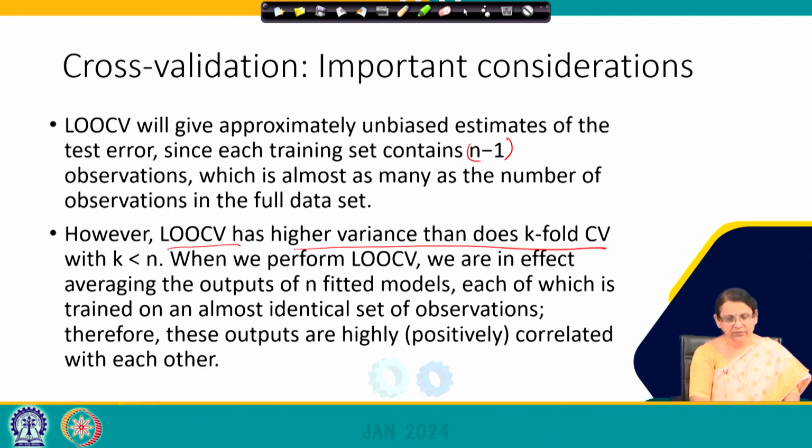Okay. So, which means when we perform leave one out cross validation, we are in effect averaging the output of n fitted models, each of which is trained on almost the identical set of observations. So, therefore, the outputs are highly and positively correlated. So, therefore, the variance component will be more.